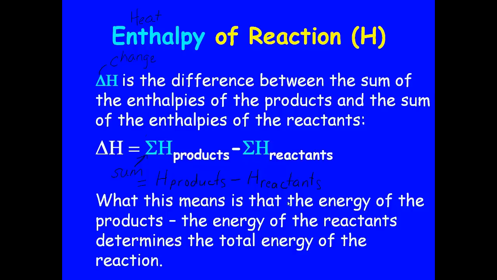So again, in simple words, what this means is the energy of the products minus the energy of the reactants determines the total energy of the system. Yes, you need to know this. This is something that you definitely need to know. How do I calculate delta H? Take your heat of your products minus your heat of the reactants.